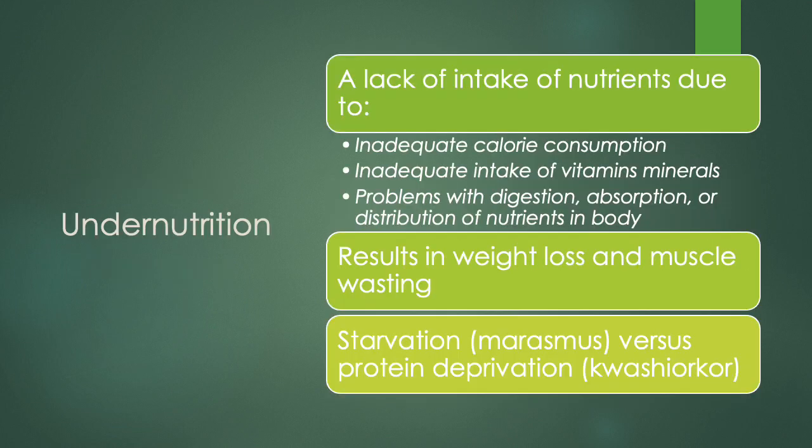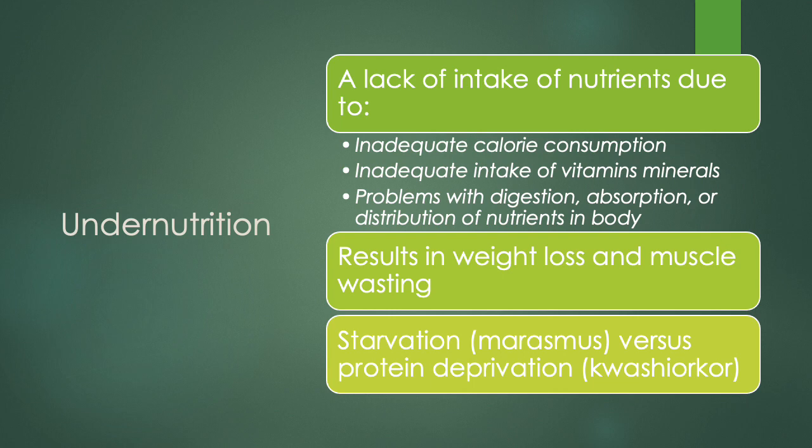As I've mentioned, undernutrition is considered a lack of intake of nutrients, and this can be considered due to inadequate calorie or carbohydrate consumption. You can have inadequate intake of vitamins and minerals, those macronutrients or micronutrients. You're not taking in enough of those, or you can have a problem with digestion, absorption, or distribution of nutrients within the body. Ultimately, this results in weight loss and muscle wasting.